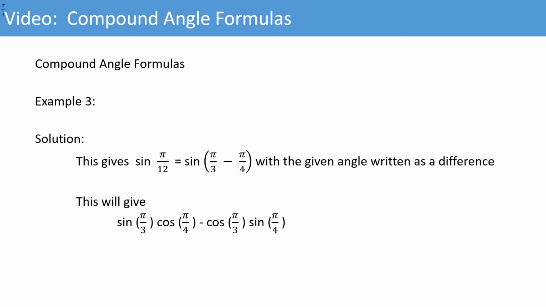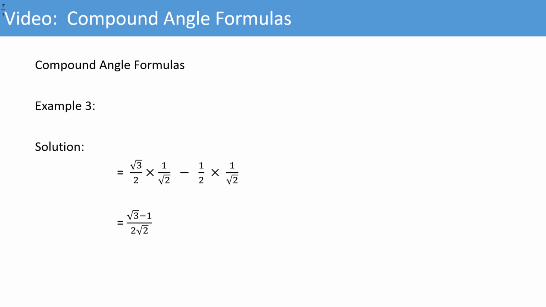Now, taking the appropriate compound angle formula, we can go one step further and say that it is sine of pi over 3 times the cos of pi over 4 minus the cos of pi over 3 times the sine of pi over 4. Using special triangles, we know the sine of pi over 3 is square root 3 over 2. The cos of pi over 4 is 1 over square root 2. We're subtracting. Cos of pi over 3 is 1 half. And sine of pi over 4 is 1 divided by square root 2. Are you with me? Simplifying, we break it down to square root 3 minus 1 divided by 2 square root 2.